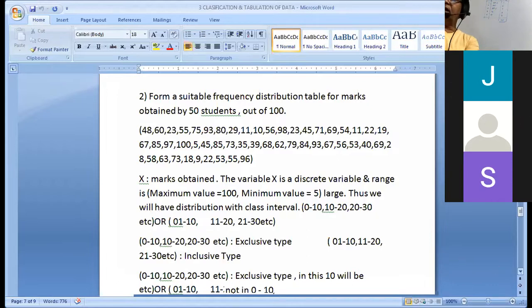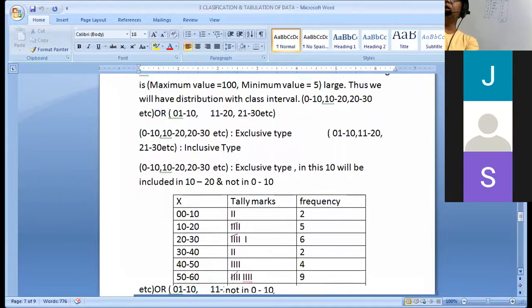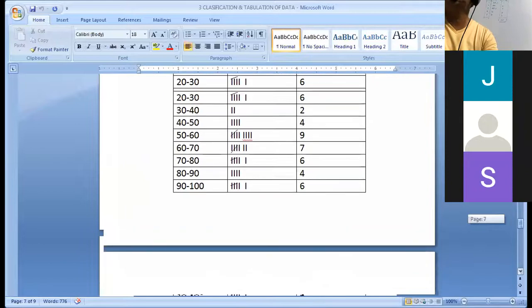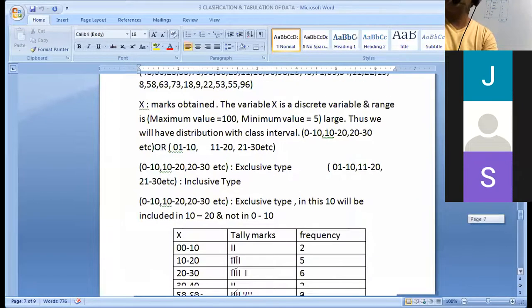Okay. So here, see 0 to 10, 10 to 20, exclusive type. In this, 10 will be included in 10 to 20 and not in 0 to 10. Now this is what we will take. But some books take 10 as included in 0 to 10 and not in 10 to 20. It depends. Here it is done like that, and hence you can form this particular frequency distribution table. Okay.